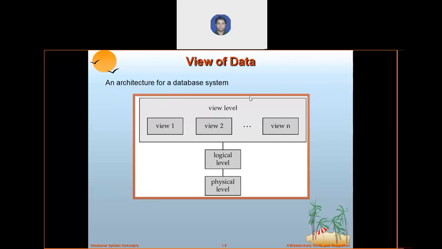Our database system has a three-level architecture. In the first level there is the physical level. In the physical level we just show how our data is actually stored in our storage devices. In the second level, the logical level, we represent the relationship between these data, logically how these data are related. In the third level we create the views from this logical view.